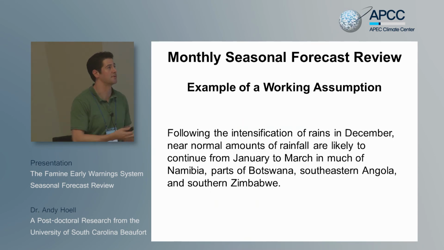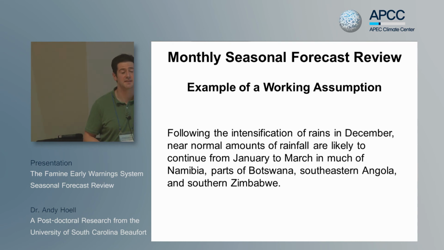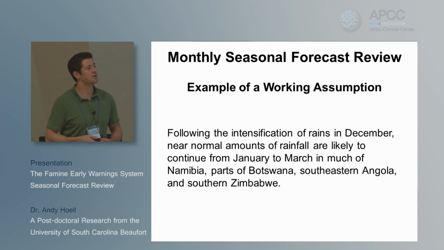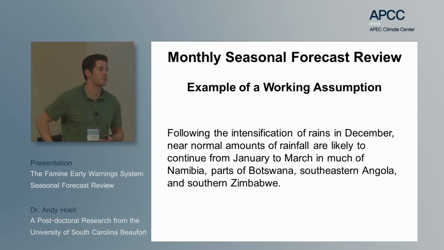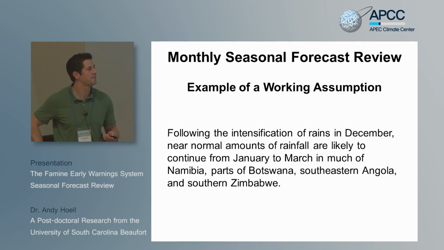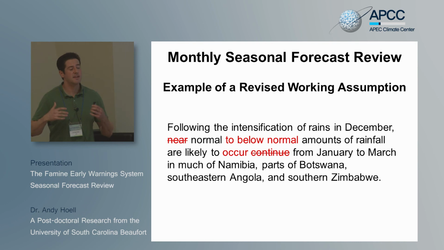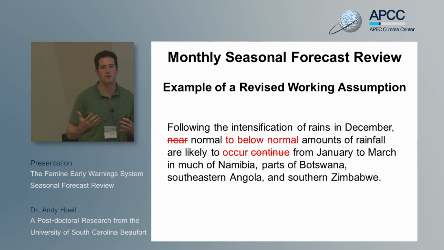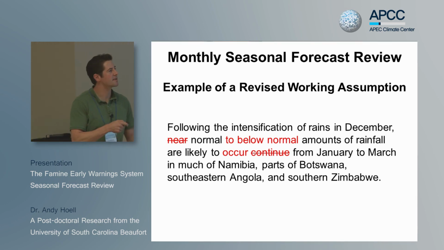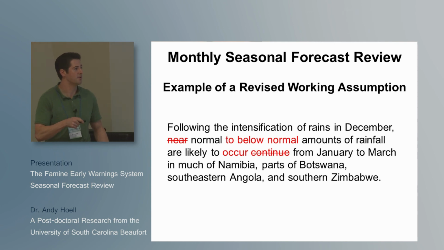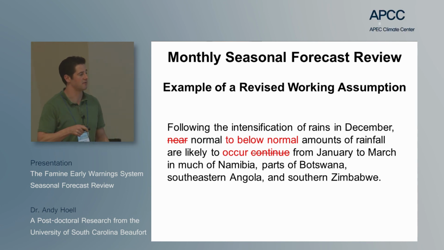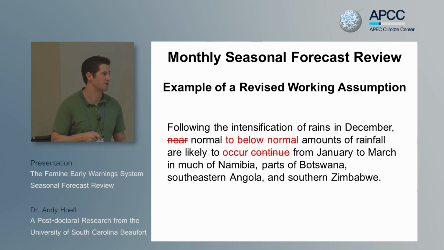So how do we address assumptions? Again, the example of the working assumption from before is following the intensification of rains in December, near normal amounts of rainfall are likely to continue from January to March in much of Namibia, parts of Botswana, southeastern Angola, and southern Zimbabwe. So what we ended up seeing is we saw a different climate scenario than the assumption. And what we ended up doing is saying, following the intensifications of rains in December, we crossed out near, and said normal to below normal amounts of rainfall are likely to occur from January to March in much of Namibia, parts of Botswana, southeastern Angola, and southern Zimbabwe.